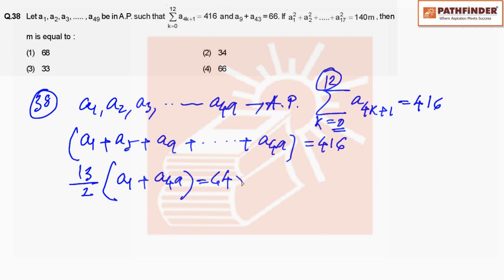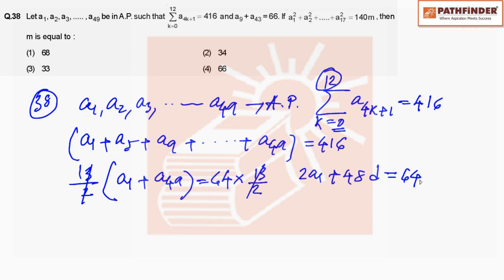will be equal to 416, that is 64 into 13 by 2. So 13 by 2 and 13 by 2 will cancel out. So A1 plus A49 equals 64. That means 2A1 plus 48D equals 64.